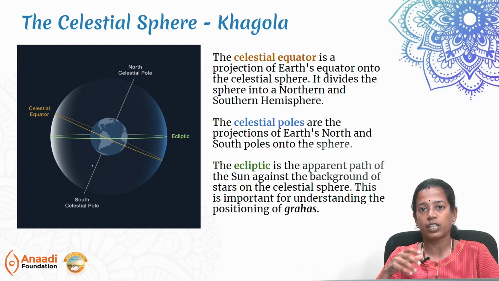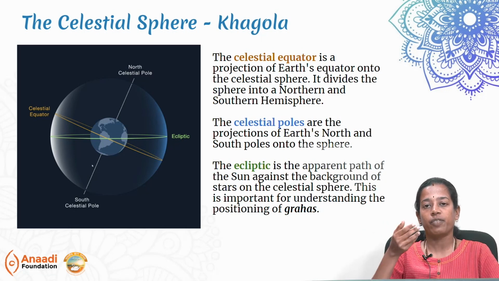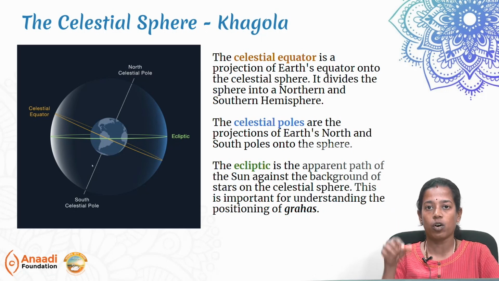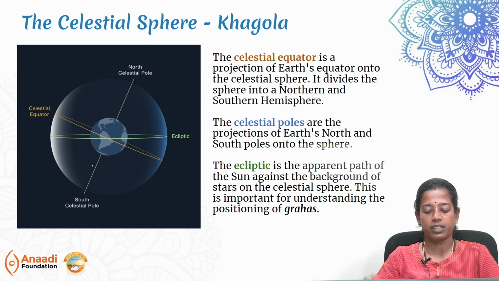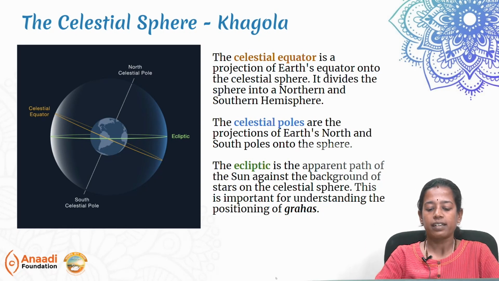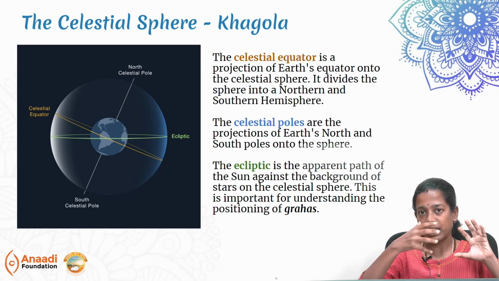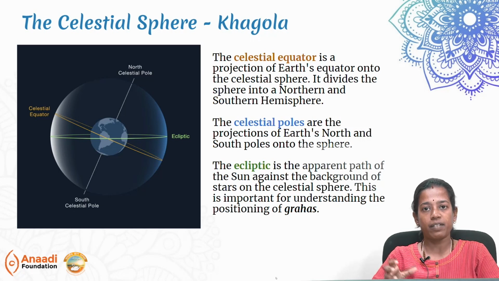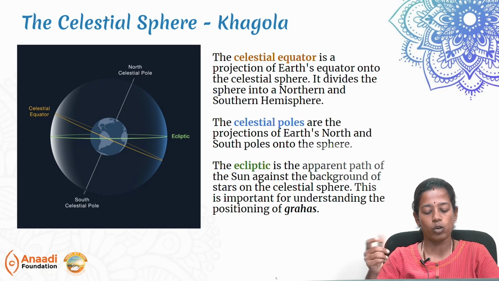This ecliptic is actually the annual apparent path of the sun, because the sun per se isn't moving, but when you observe the sun from the earth, the point of view is situated on the earth, then the sun apparently moves because of the motion of the earth. So again, the celestial equator is the projection of earth's equator on the celestial sphere. Then we have the celestial poles, the projection of the earth's terrestrial poles onto the sphere. This ecliptic we just defined is the apparent annual path of the sun on the Khagola.